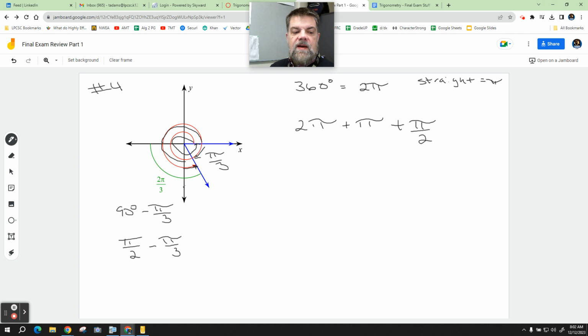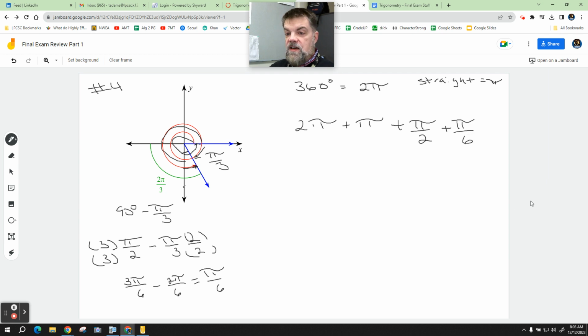Well, I just need a common denominator, which is 6. So I'm going to multiply this one by 3 over 3, and I'm going to multiply this one by 2 over 2. And so I get 3 pi over 6 minus 2 pi over 6. So that gives me pi over 6. And that looks about right, right? If this is pi over 3, 1/2 of pi over 3 is pi over 6, and that angle from here to here looks like 1/2 of this big angle here. So I've got to tack that on.